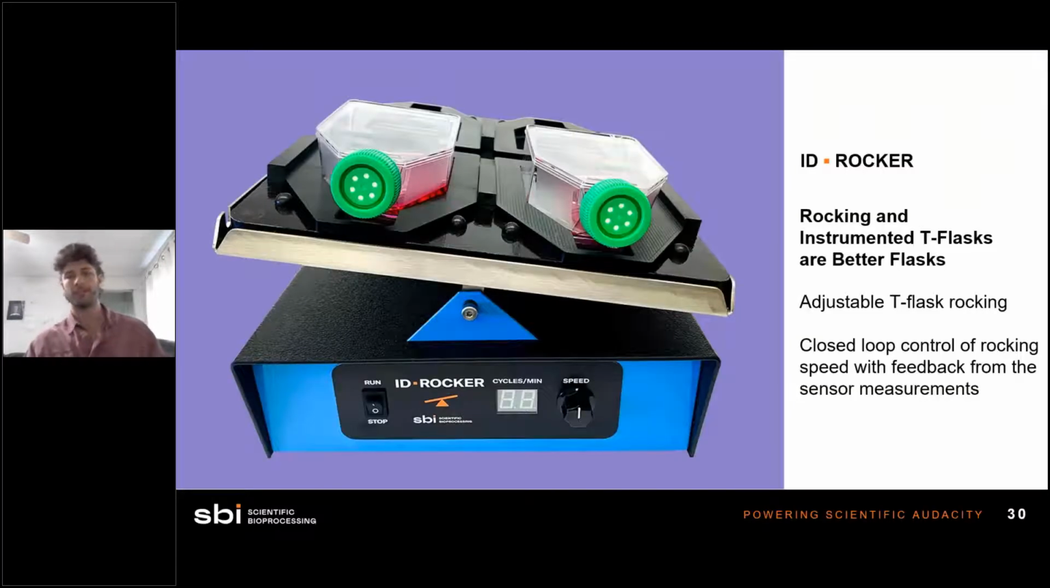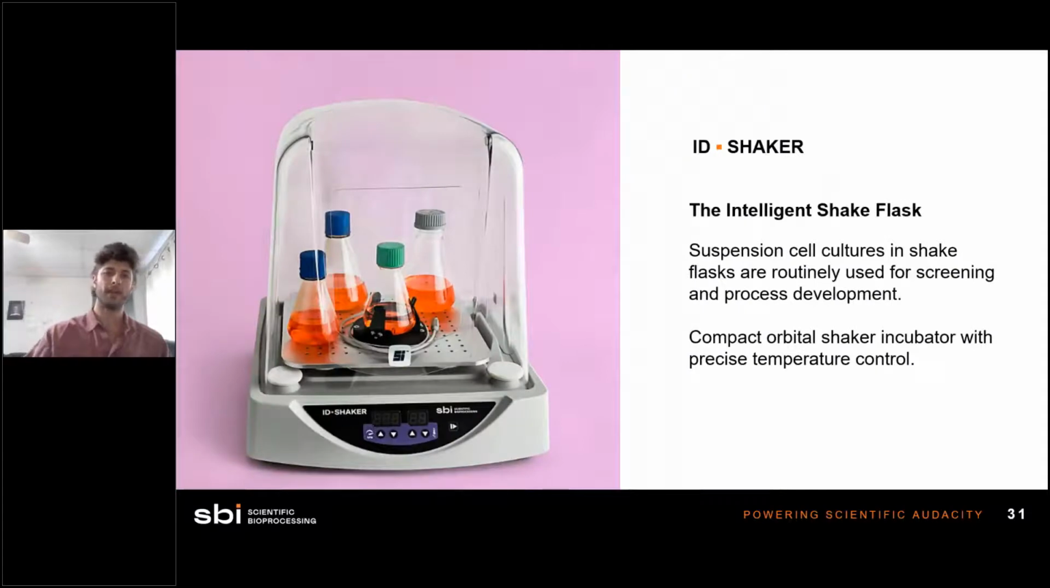So once you have all the sensing, it's really important to do something with it. And part of that is controlling that environment. And here is what we call the ID rocker. This is inspired by the study I spoke about before. This device is meant to agitate T flasks as they're growing adherent cells in your incubator. So a way to get around that insulating media layer. So when you grow static flasks, we saw they become anoxic. This is a way to agitate the media so the cells are able to get the oxygen they need to grow healthy. Here's a shaking device that we offer.